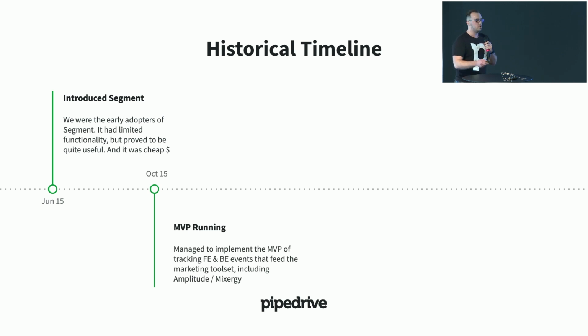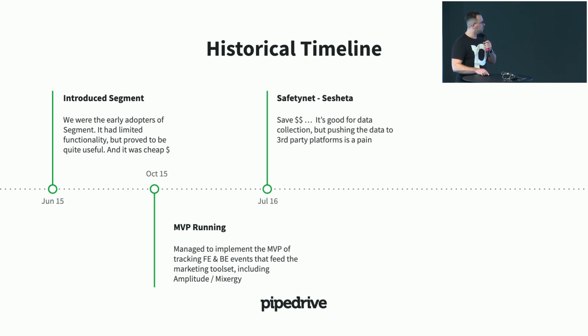After 3-4 months, going through the internal processes and implementations, we got the MVP running. All the front-end events and back-end events were being tracked. They were feeding the marketing tool sets, and we also sent a lot of information into Amplitude, Mixpanel, KISSmetrics. We tried out Google Analytics as well. Eventually, we went with Amplitude, but that's then.